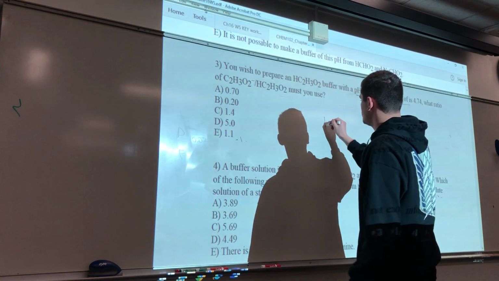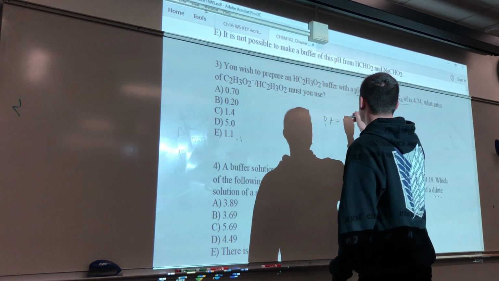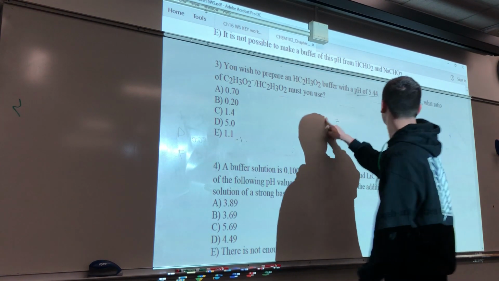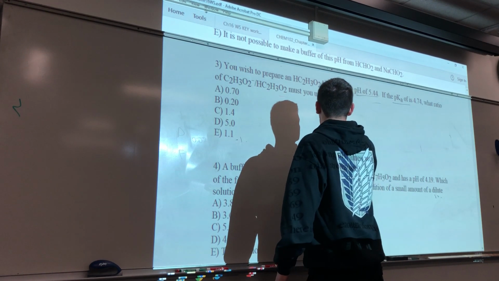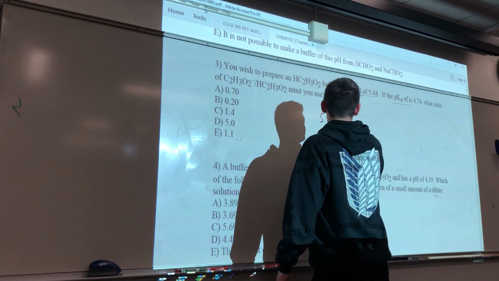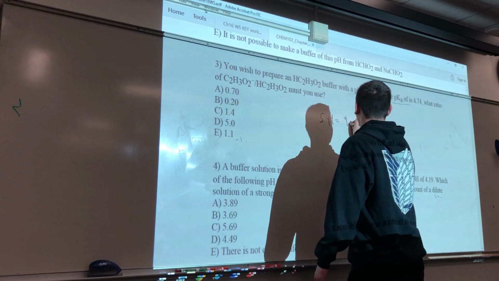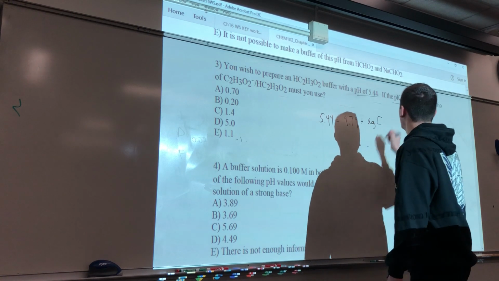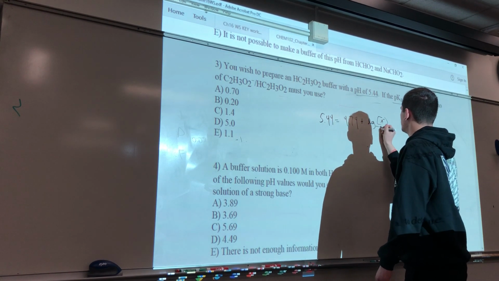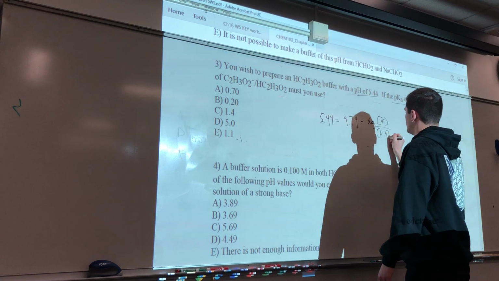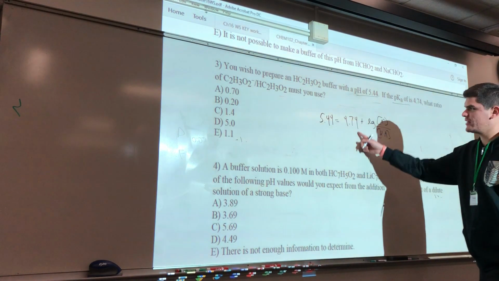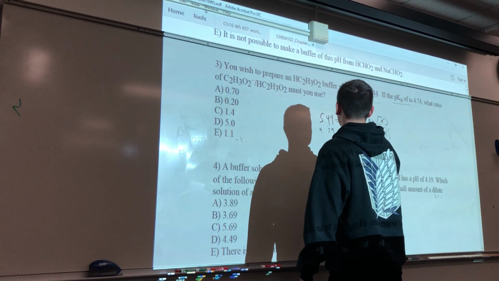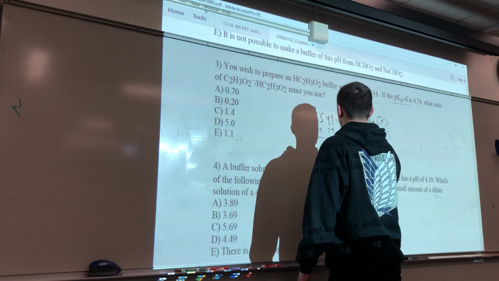So the pH is equal to, you can just plug in the Henderson-Hasselbalch. I'm writing nice and big for you guys. Plus log of base over acid. So I'm going to subtract this over. That's 0.70.